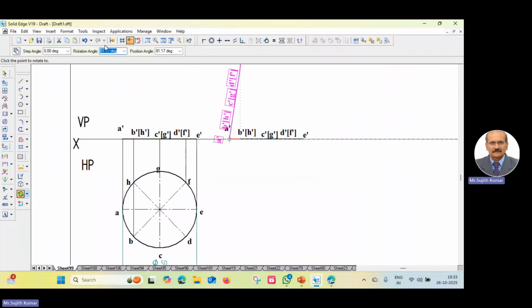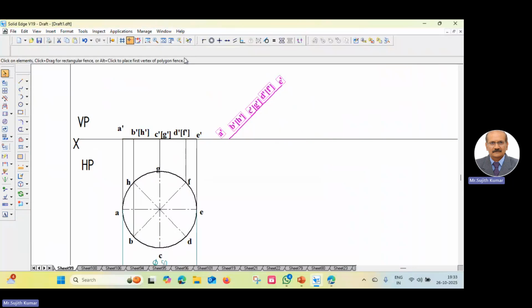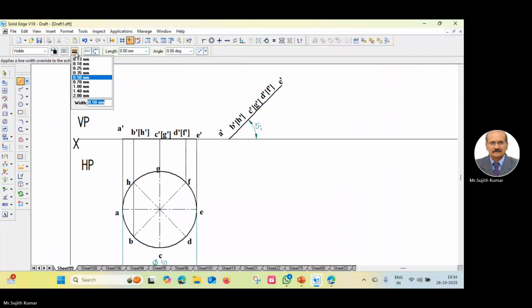Then in the rotation here, it's asking the rotation angle and position angle. Type 45 degree in the rotation angle and 45 degree in the position angle. Enter key. Then go to angle between this and this, 45 degree. Then draw a line. Go to 0.13 projection line.